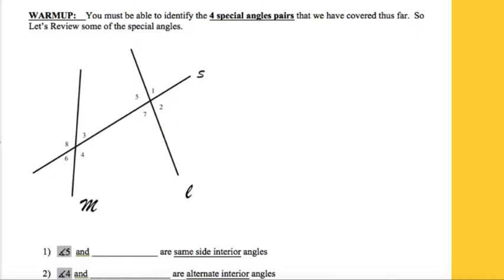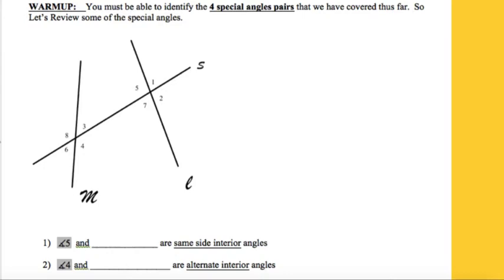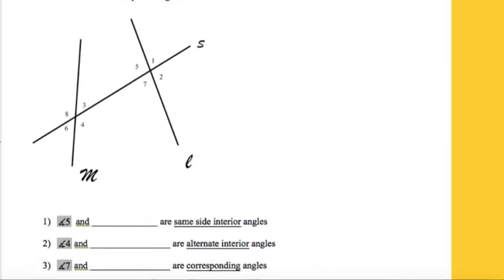Hi, so we're going to be talking about parallel lines and their properties. This is video number 1, and we're going to be talking about something I'm going to refer to as CAP, okay? Let's review what you learned yesterday. You should be able to identify 4 special pairs of angles that we've covered thus far. So let's review them.